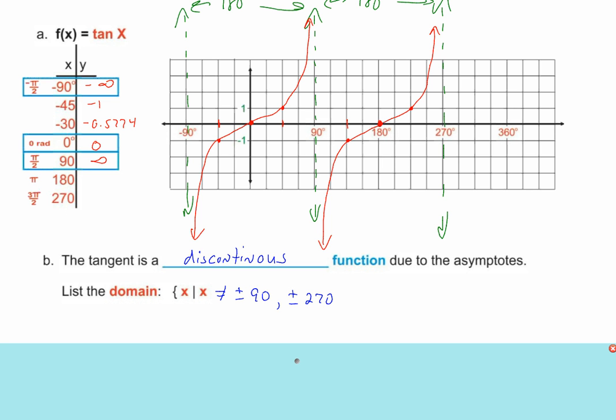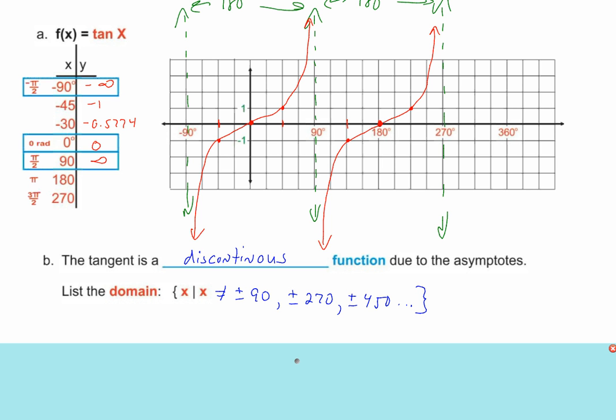So positive 270 doesn't work, negative 270 doesn't work. And so you got to include the next one, which is what, 540? 450, thank you. Plus minus 450. And now we have 3, and therefore we can use ellipses, dot, dot, dot, because the pattern has been established, and close it off with a brace. And that is the domain for the tangent. All right, discontinuous.